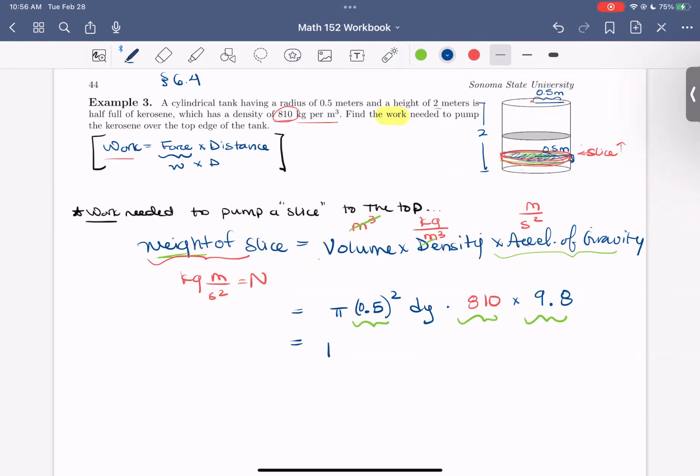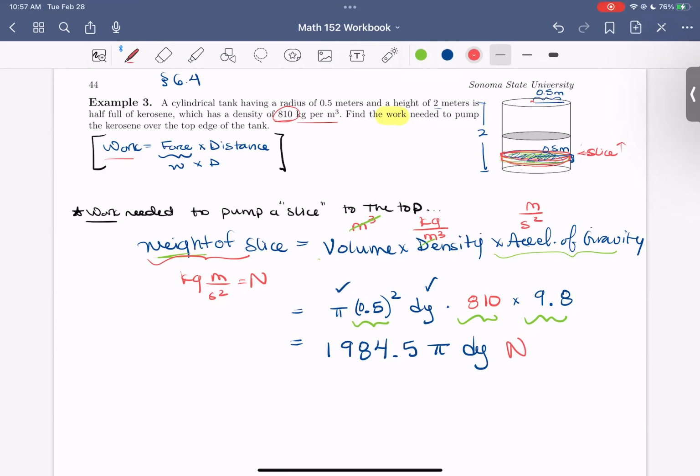We are going to get 1,984.5. So go ahead and consult your calculator to make sure that number is correct. And then we have a remaining pi and a dy. And as we checked with units, the units we should have here are newtons.